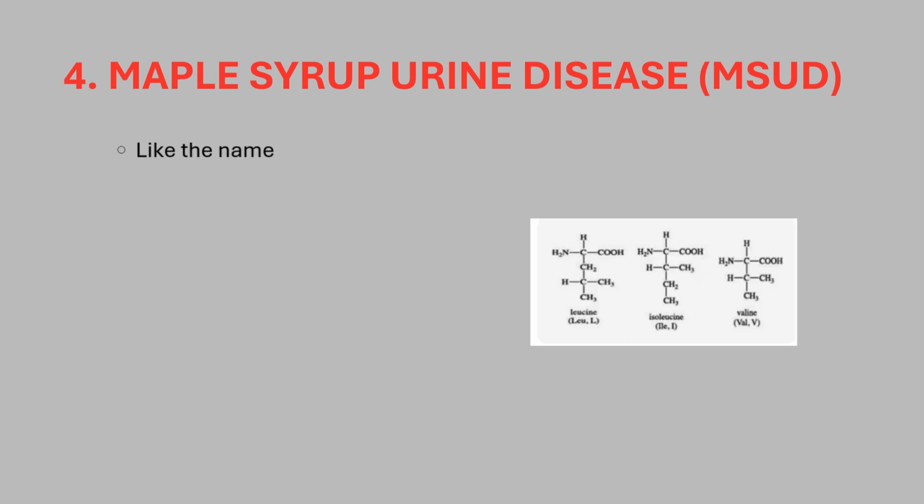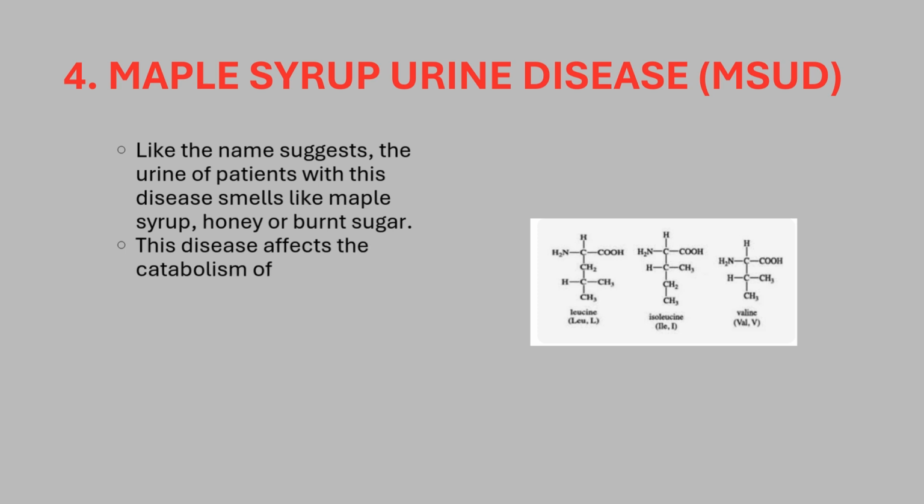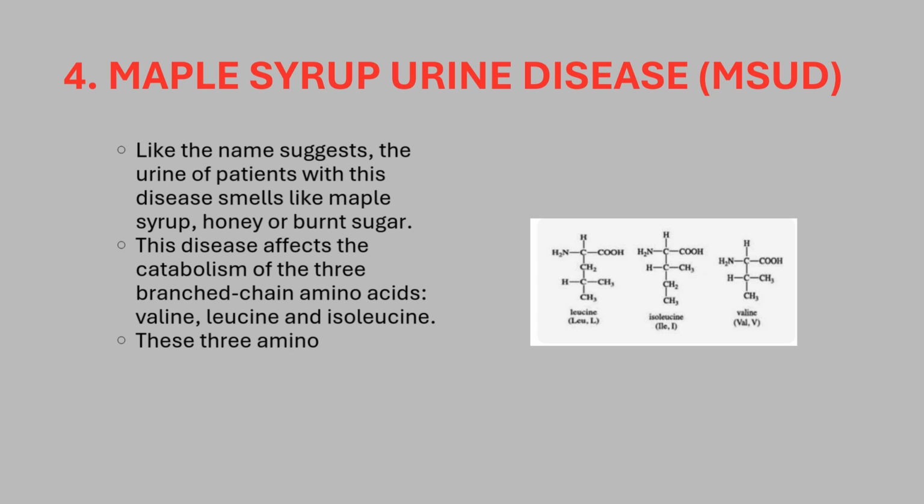Number 4. Maple Syrup Urine Disease. MSUD. Like the name suggests, the urine of patients with this disease smells like maple syrup, honey or burnt sugar. This disease affects the catabolism of the three branched-chain amino acids, valine, leucine and isoleucine. These three amino acids are mostly catabolized in the skeletal muscle.